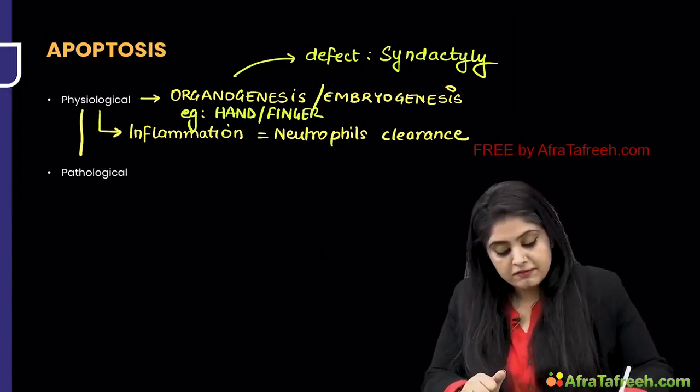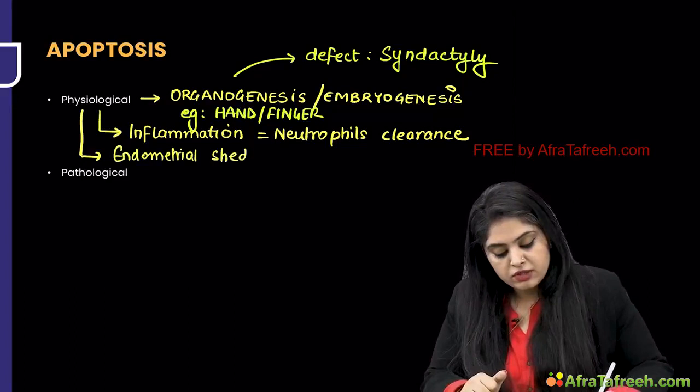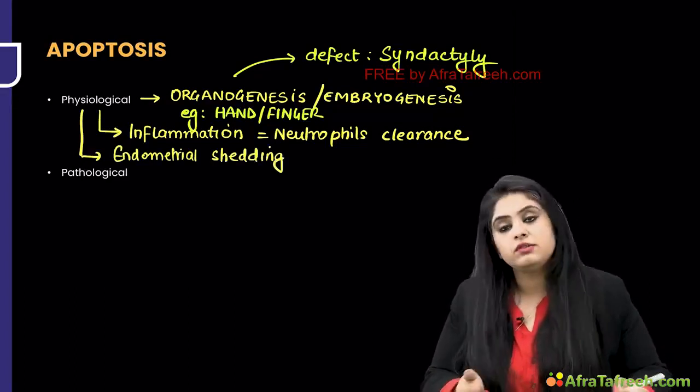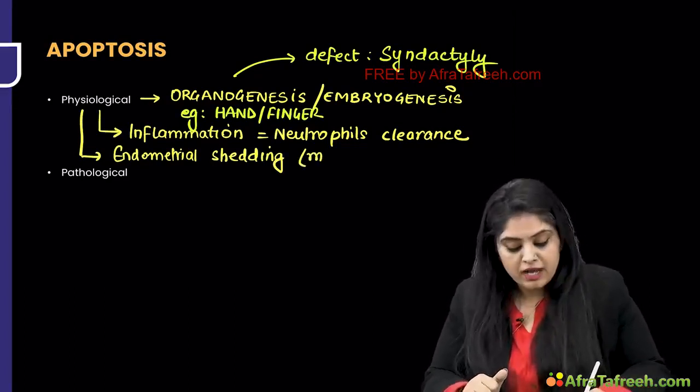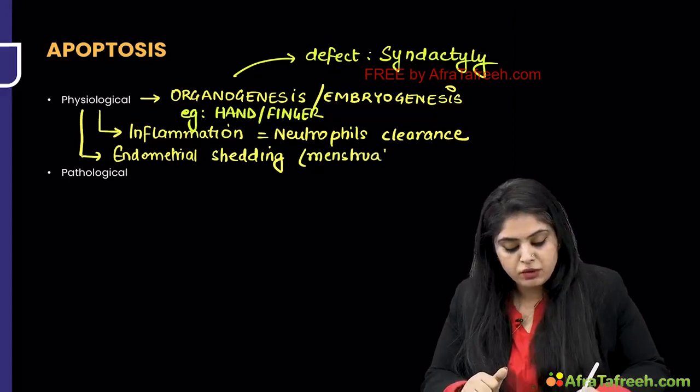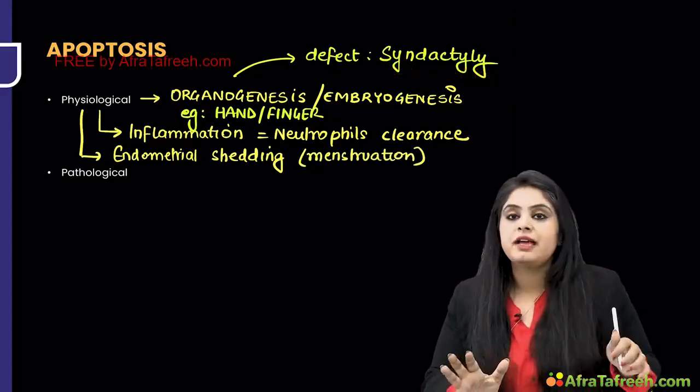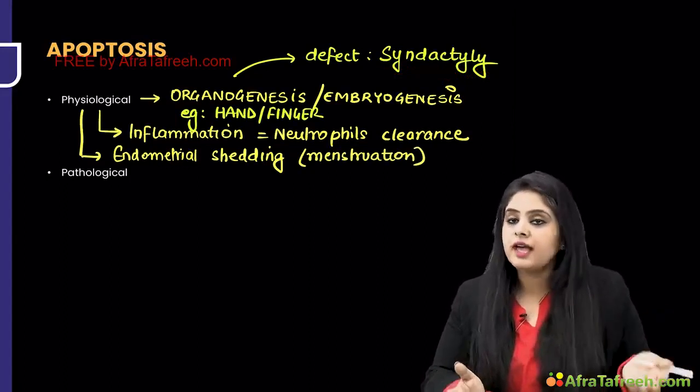Okay, any other example in females especially? So what happens during menstruation? There is endometrial shedding. Endometrial shedding happens in menstruation, right? So that is also an example that you have for physiological apoptosis. So the basic concept is that everything that is happening normally means apoptosis can occur normally.